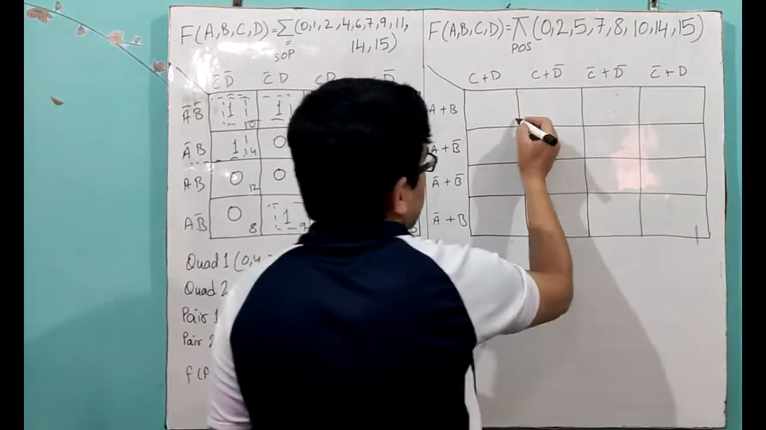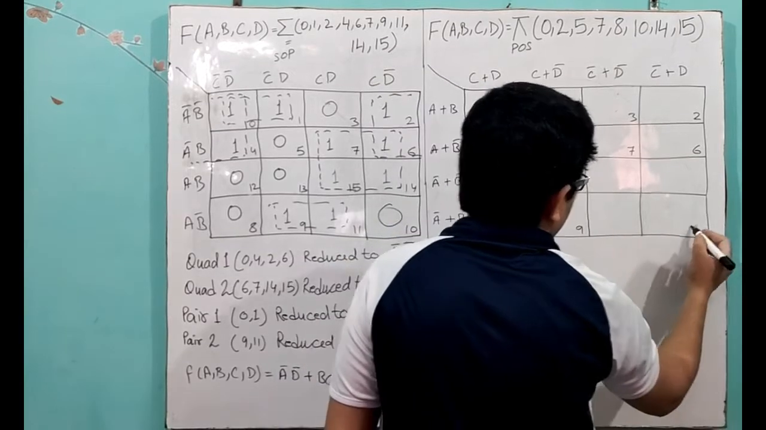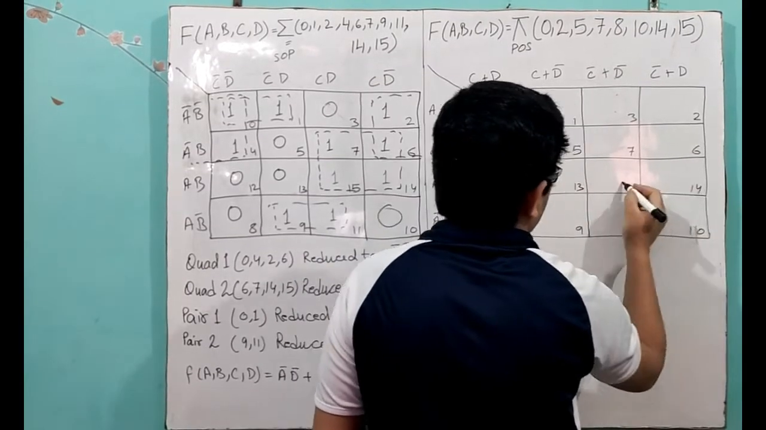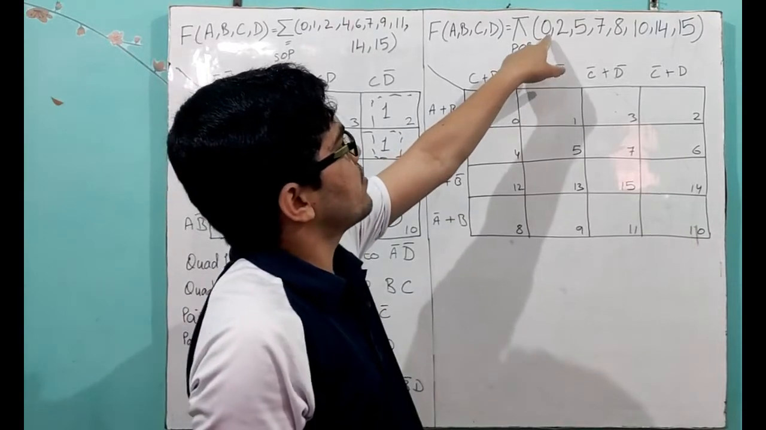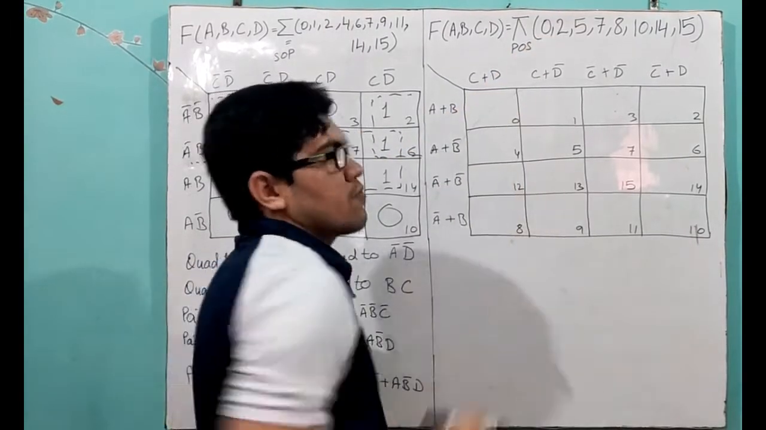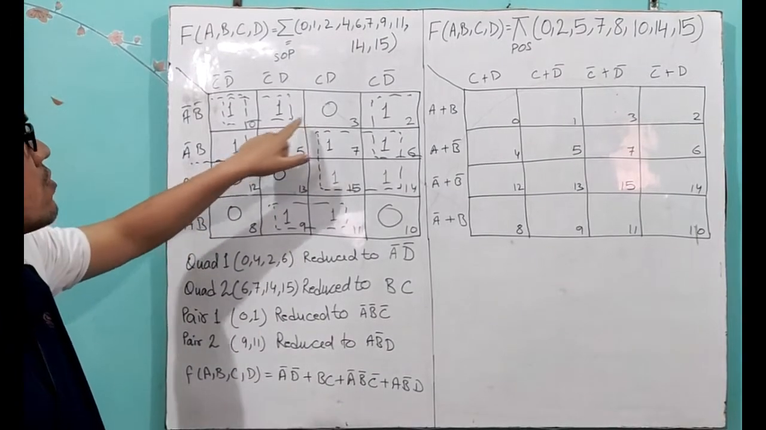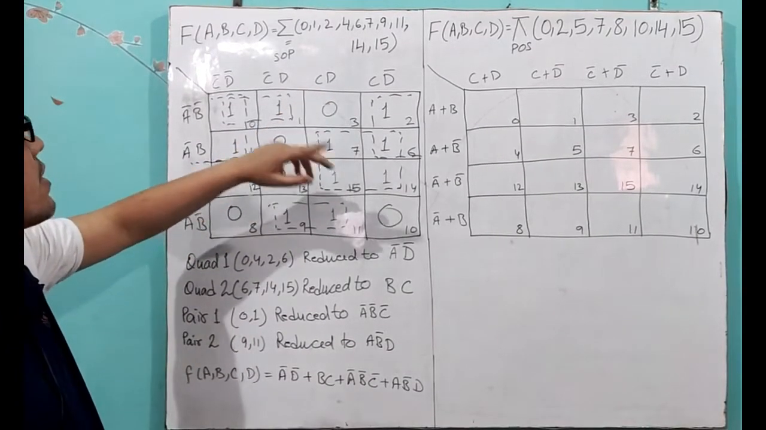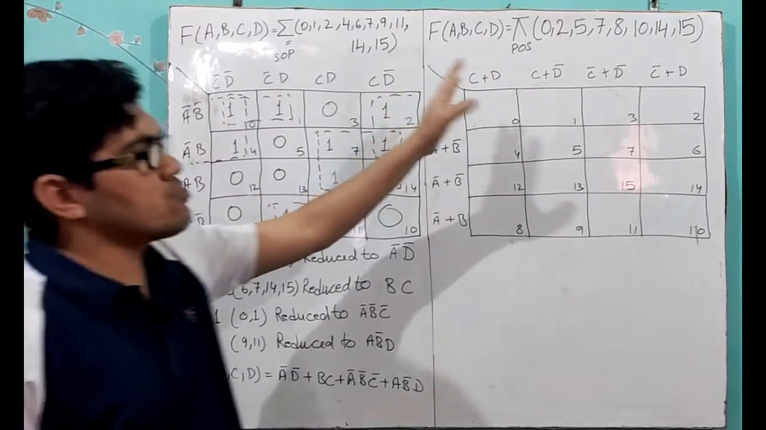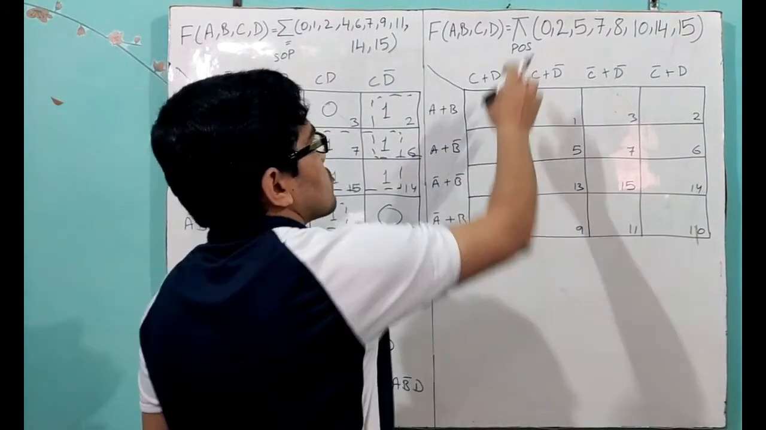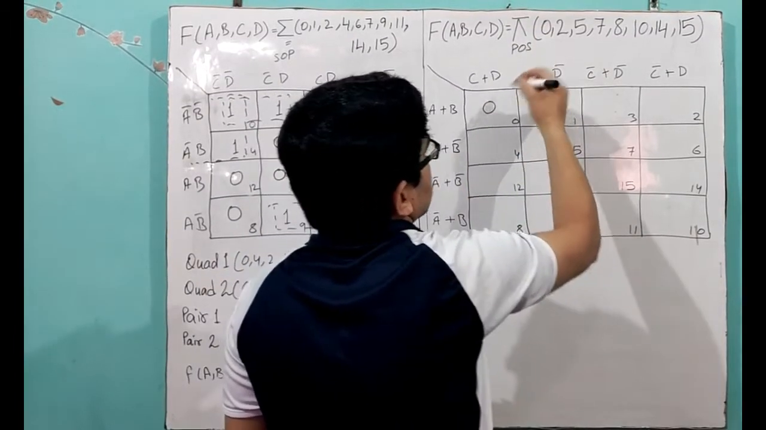Now for filling, the same method: 0, 1, 2, 3, 4, 5, 6, 7, 8, 9, 10, 11, 12, 13, 14, 15. Okay. Now look at the entry, element 0. For POS, in SOP we used to write 0 for the unfilled element, and for the entry which is given, we will write 1. Here we will do just the opposite. So 0 is there, so mark 0 in this cell.